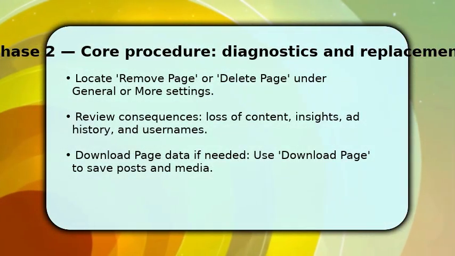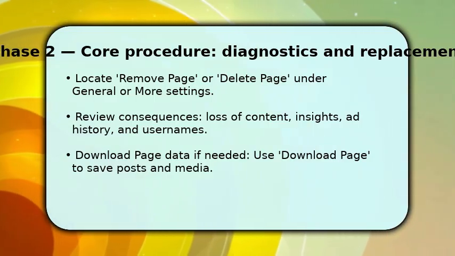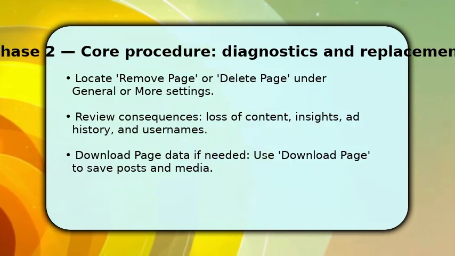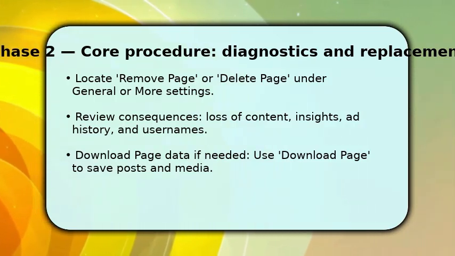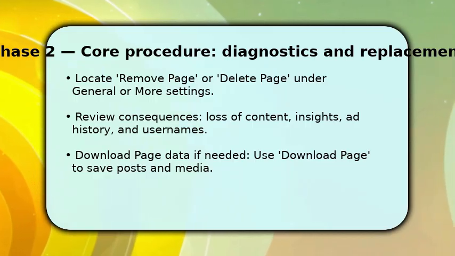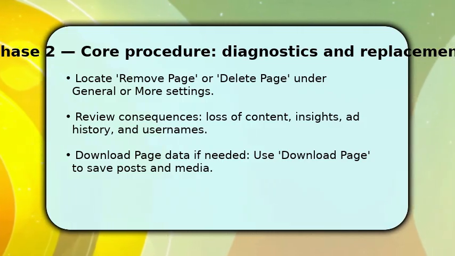Now you'll confirm the deletion choice and prepare for data loss. Click Remove Page or Delete Page in General Settings, and Facebook will show what's lost: posts, photos, messages, insights, and ad history. If you want records, choose Download Page or Export Data first. Follow prompts to request the file and wait for the archive link.